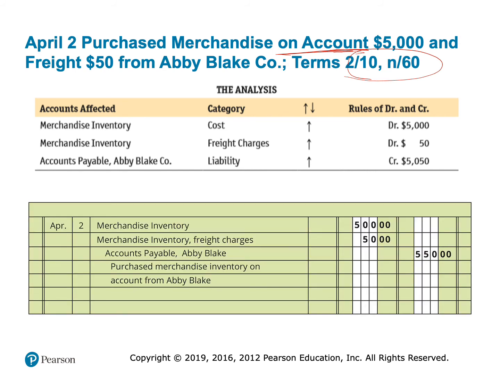So here again, we see our journal entry. Remember, debits are always listed first and they're left aligned, and the credits are always listed second and they're indented. And remember, the sum of our debits always has to equal our credits. So we have, oh, looks like we're missing some zeros here, but it should be 5,050.